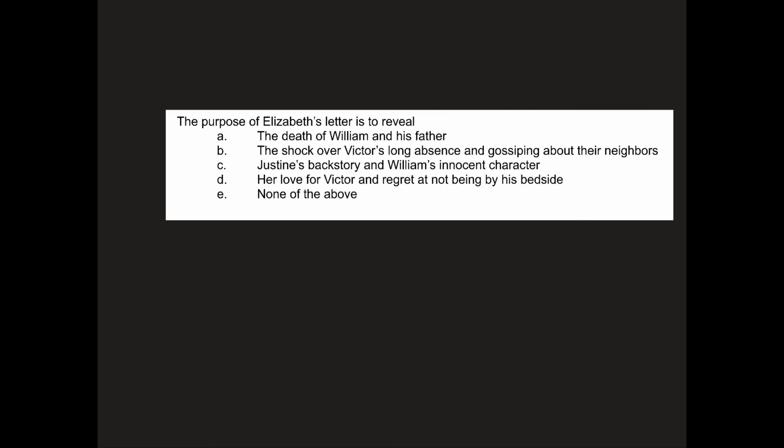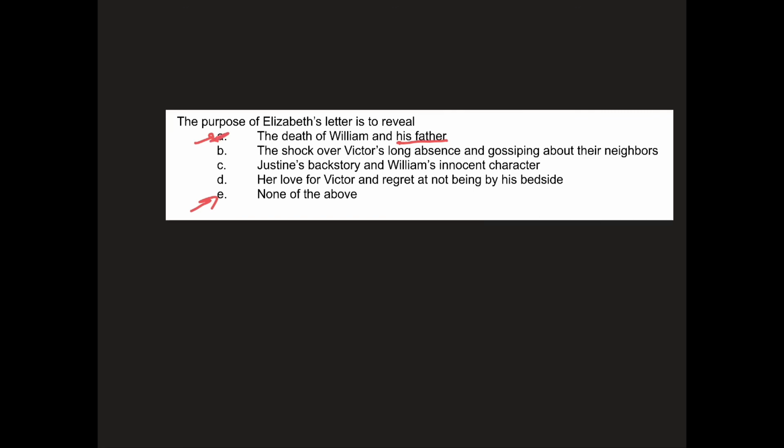The death of William and his father. Okay, so actually let's look at choice E. It says none of the above. So to eliminate E, I have to look and see if one of these is true. If one of these could be true, then I have to eliminate E. Okay, the death of William and his father. So first of all, at this point in the story, the father's not dead. Okay, William dies, and the father also writes to tell Victor that death is William. So this is not Elizabeth's letter. This is the father's letter. So I'm going to eliminate A.